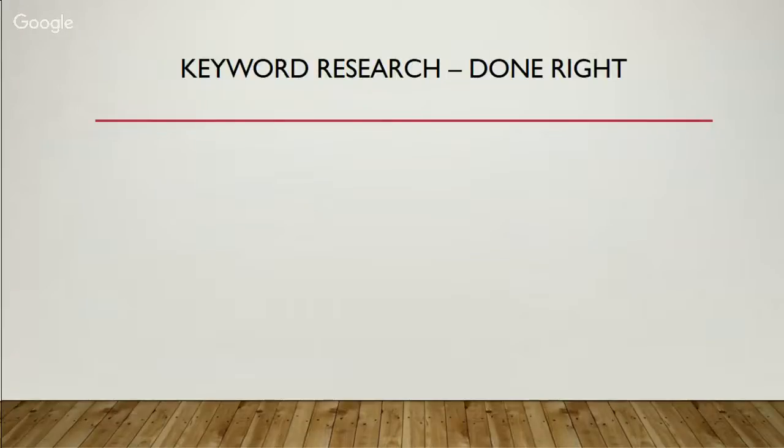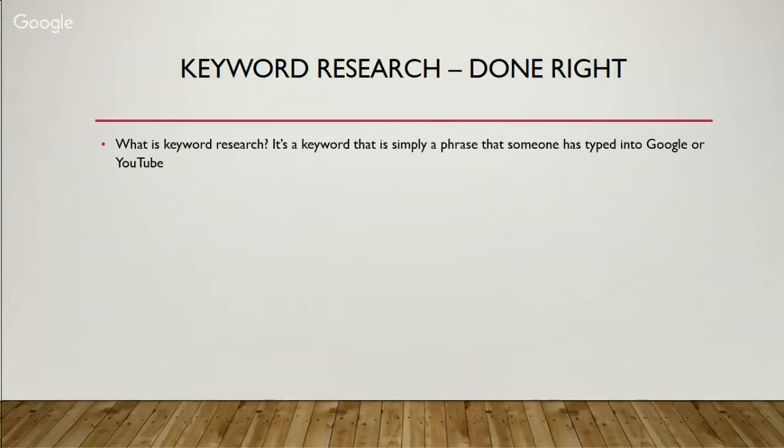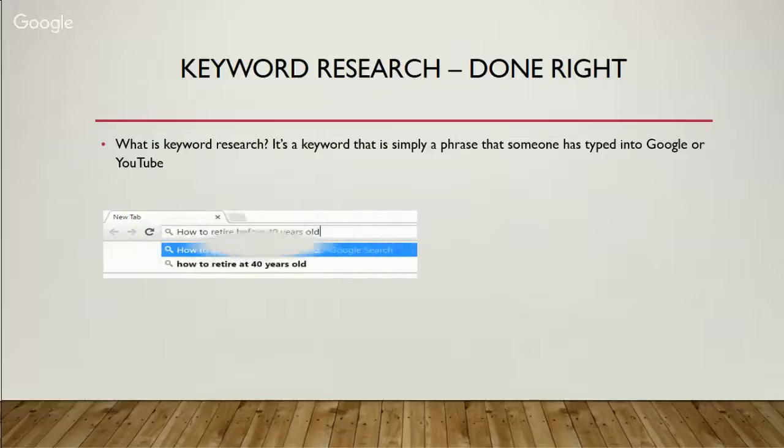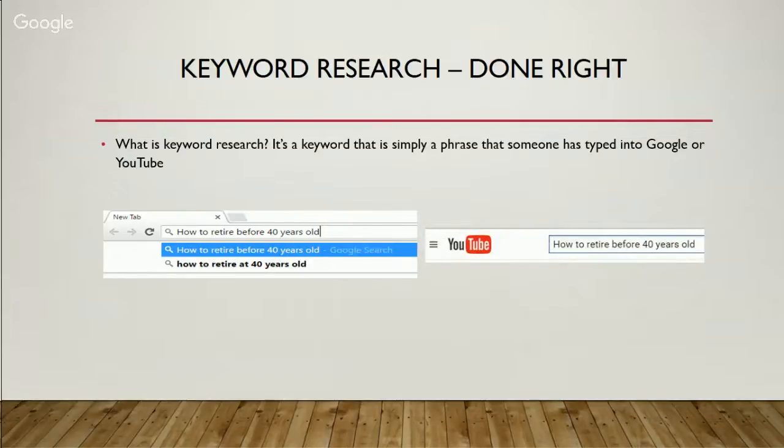One of the first things that you ever want to do anytime you do a video is do keyword research. But I'm going to show you how to do it right. So what is keyword research? A keyword is simply a phrase that someone has typed into Google or YouTube. Throughout this presentation, I'm going to use how to retire before 40 years old. This right here is when you type it into Google, and this one right here is when you type it into YouTube. And this is what a keyword is.